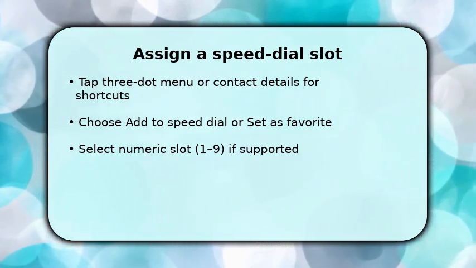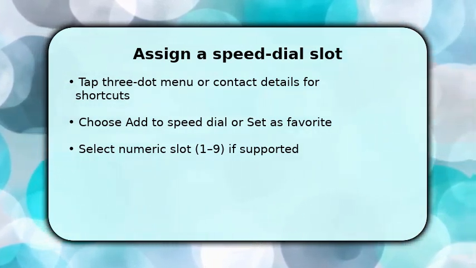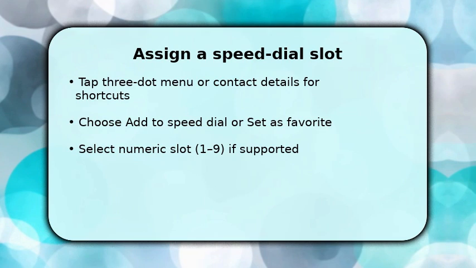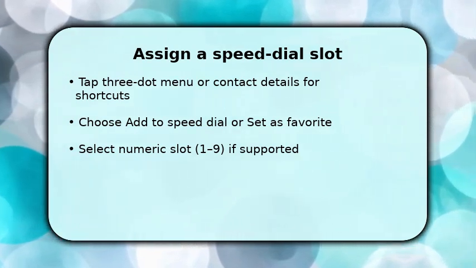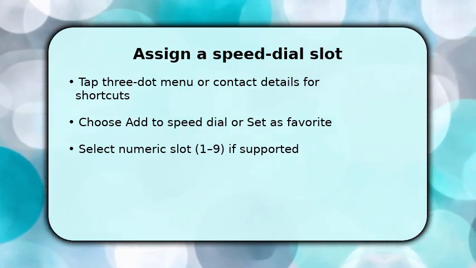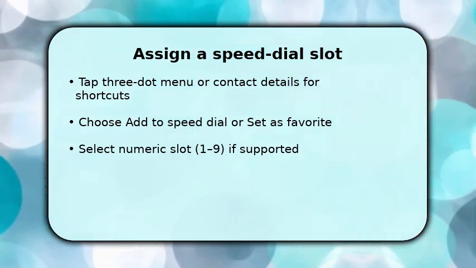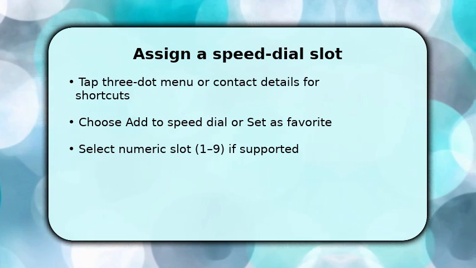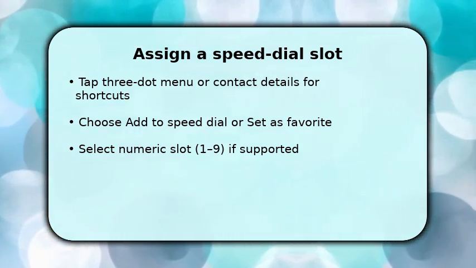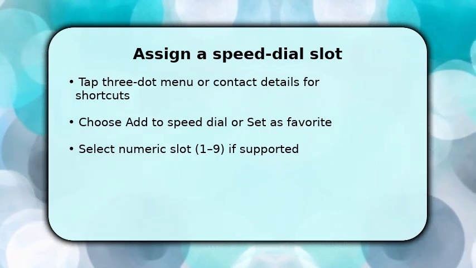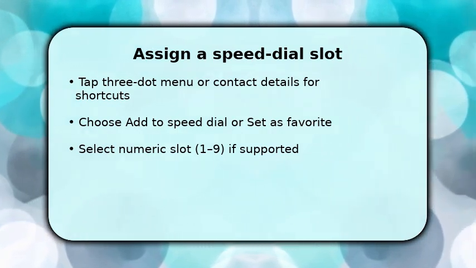Tap the three-dot menu or the contact's details and choose Add to Speed Dial or Set as Favorite depending on your phone. If a numeric slot selection appears, pick a single-digit slot like 1 through 9. Slot 1 is often reserved for voicemail. This binds the contact to the slot so you can long press the digit on the dialer or use the speed dial widget. Do this to complete the middle, detailed setup.